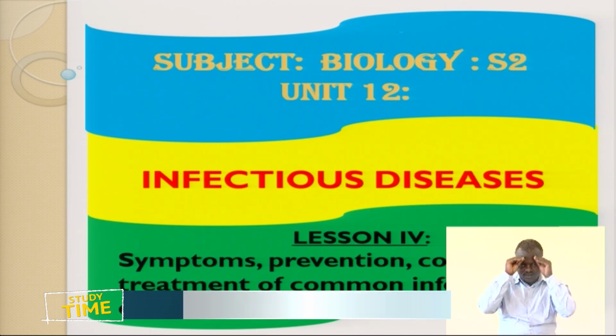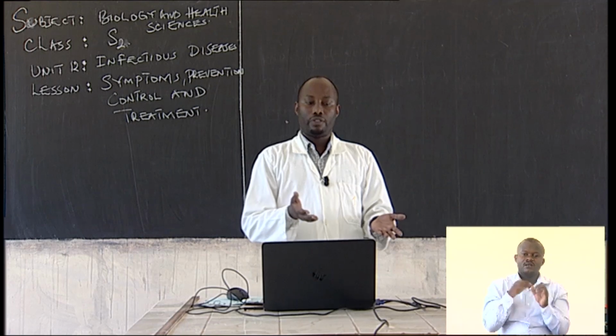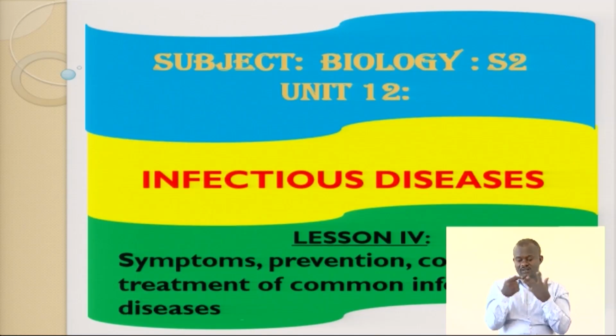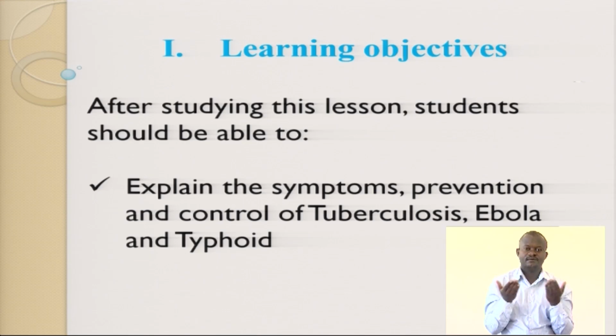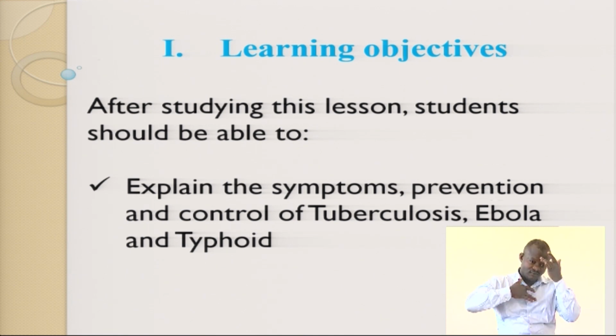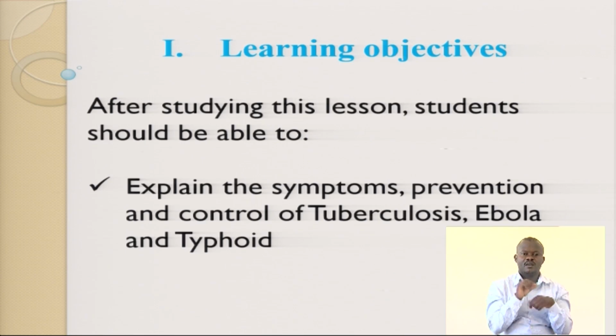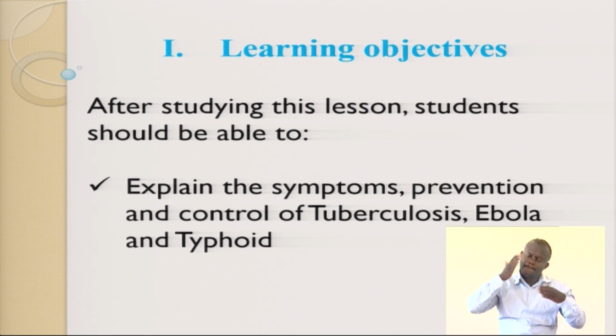We are still on lesson 5, still on symptoms, prevention, control, treatment of infectious disease. So our lesson has one main objective, which is to discuss the symptoms, the prevention, and even the control of tuberculosis and even Ebola and typhoid. So we're going to be discussing 3 main infectious diseases today. We're going to discuss tuberculosis. We're going to discuss Ebola. And you know Ebola, a very contagious disease. We're also going to discuss typhoid.